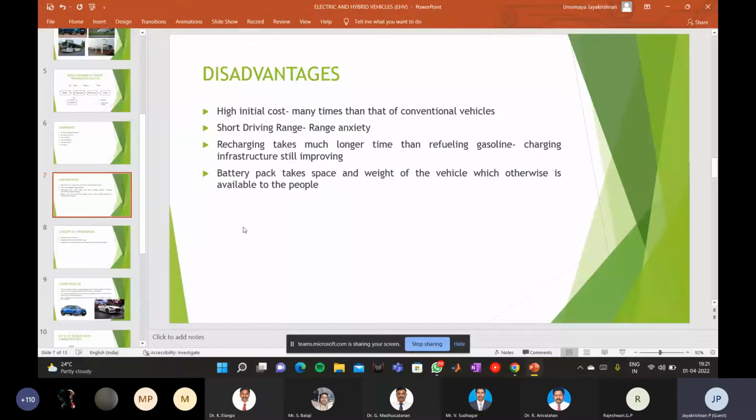After technology advances, this battery will come in a size which is smaller than now. So in the future, battery pack size, space and weight will be lesser.